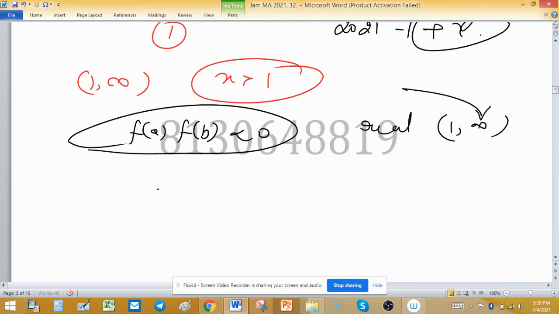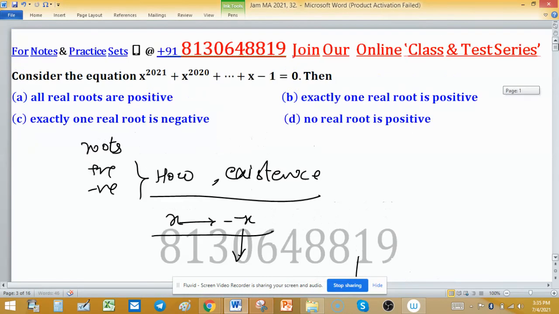And for minus infinity to 0, you can find how many real roots exist, but we have solved this problem. By Descartes' rule, no real root is positive, but a real root is existing. So this option is false: all roots are positive. We will come back to option A. Before solving this: exactly one real root is positive. So this is true. Exactly one real root is negative.